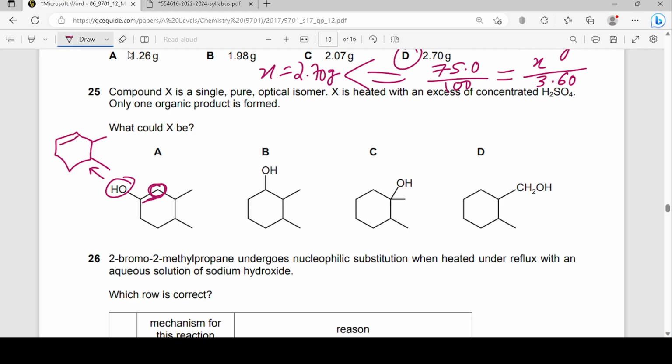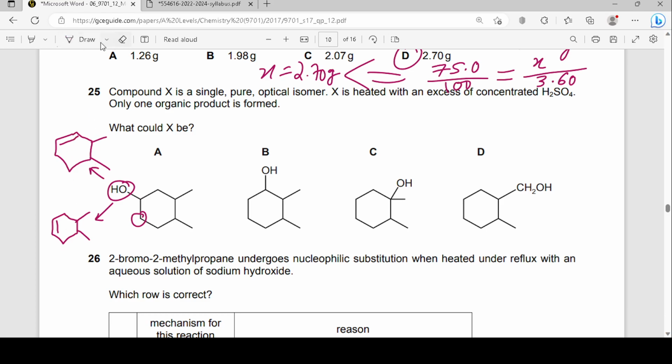Or alternatively, I lose the OH obviously, but I lose the H from this other carbon atom, so I could get this thing like this. Now I have to just determine whether the first one and the second one are different.